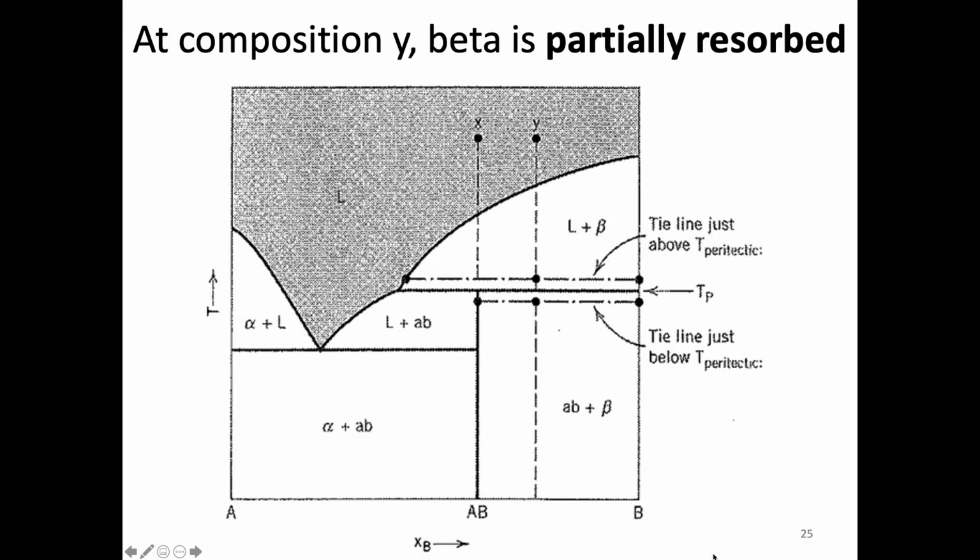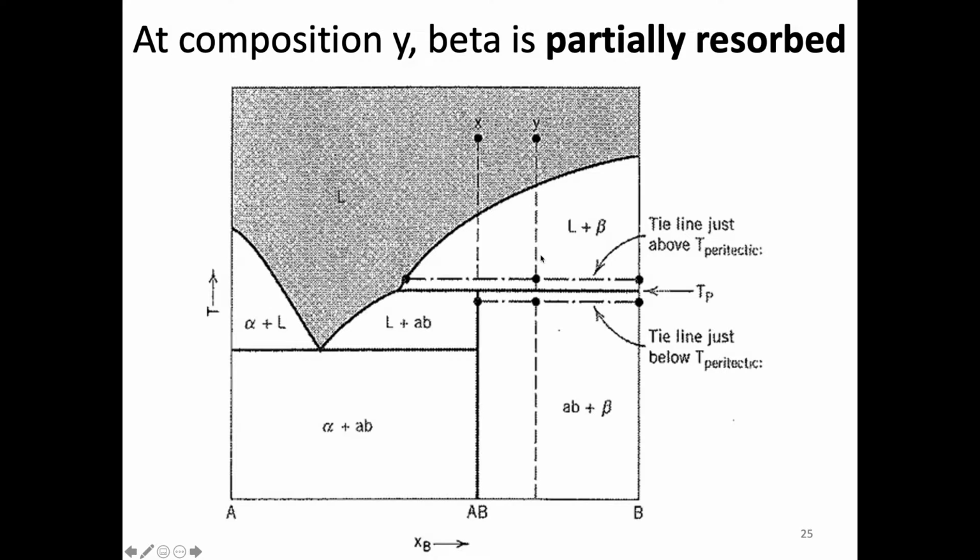All right, so if you'll recall from the previous lecture, this composition Y, we saw that at temperatures above the peritectic, in this region, we form beta, just like we would over here at X. But when we drop below the peritectic temperature, we create AB. That's our peritectic reaction. And so beta has to be consumed to produce that. And so in the case of the composition X, liquid plus beta completely is consumed to create AB.